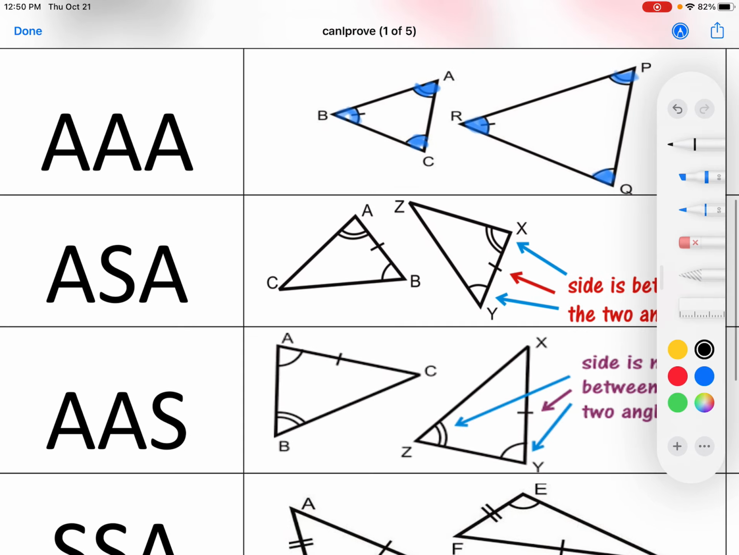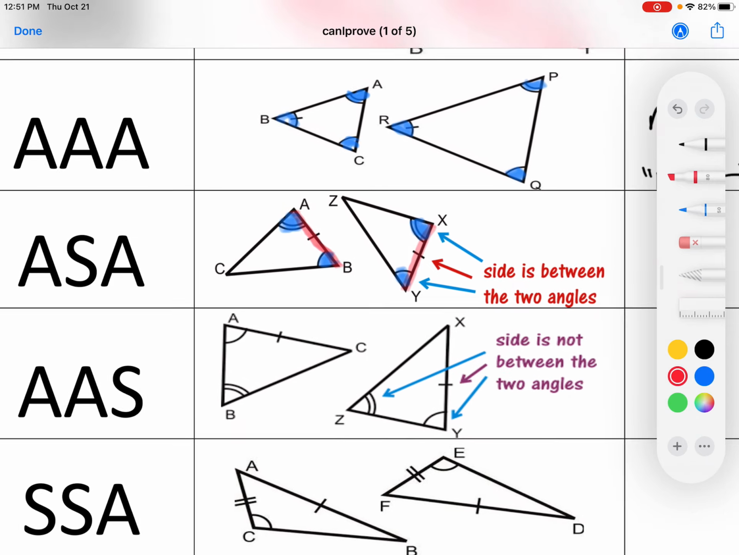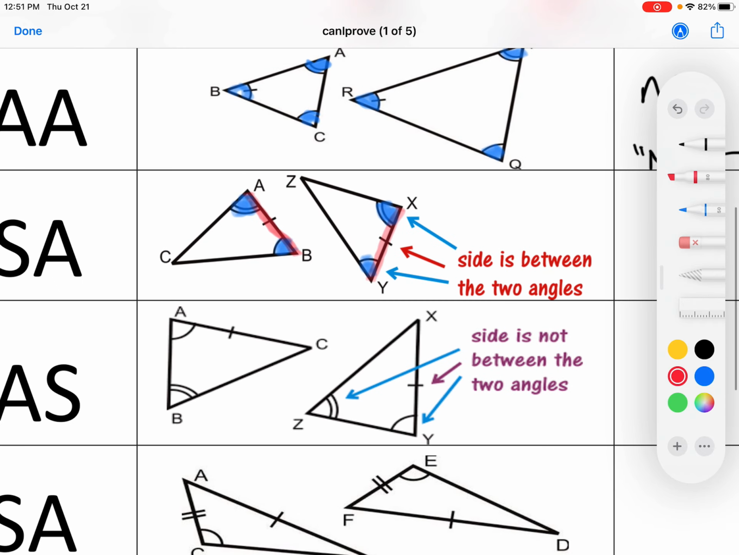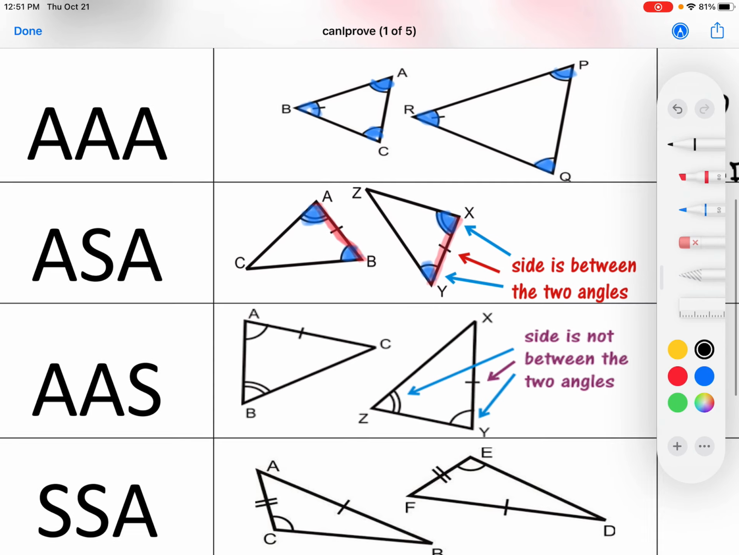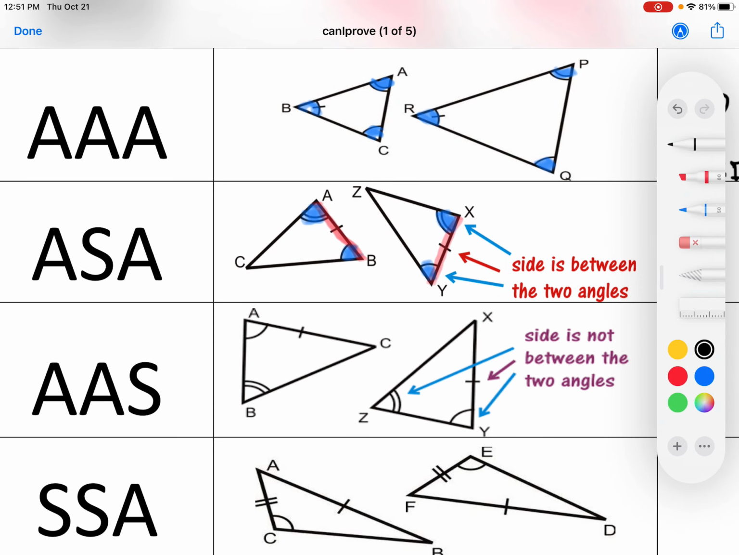Up next, we are looking at ASA. That is angle, side, angle. So we've got two angles this time. And this time we're dealing with the side that touches both of those angles. The side of the triangle that touches both of those angles. You'll notice in this little diagram it says the side is between those two angles. That is a very good way to describe it, especially when it says that the label for this is ASA. You've got two angles and the side that is in between those angles.